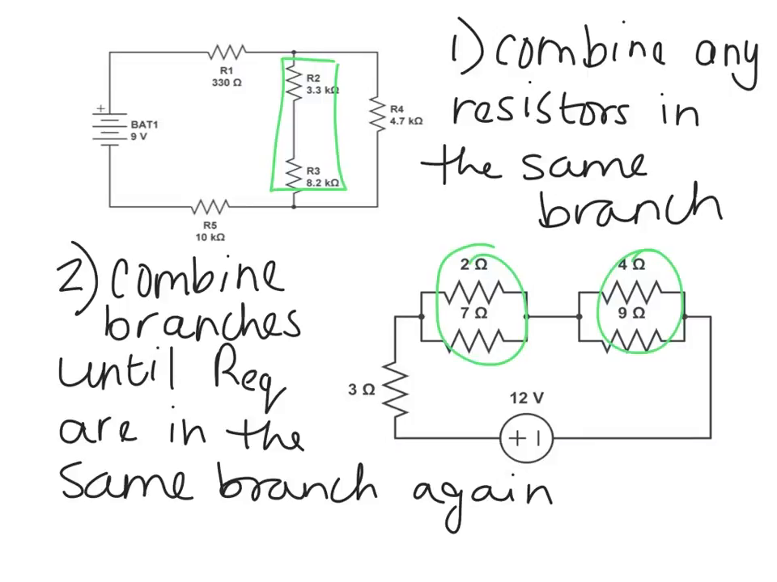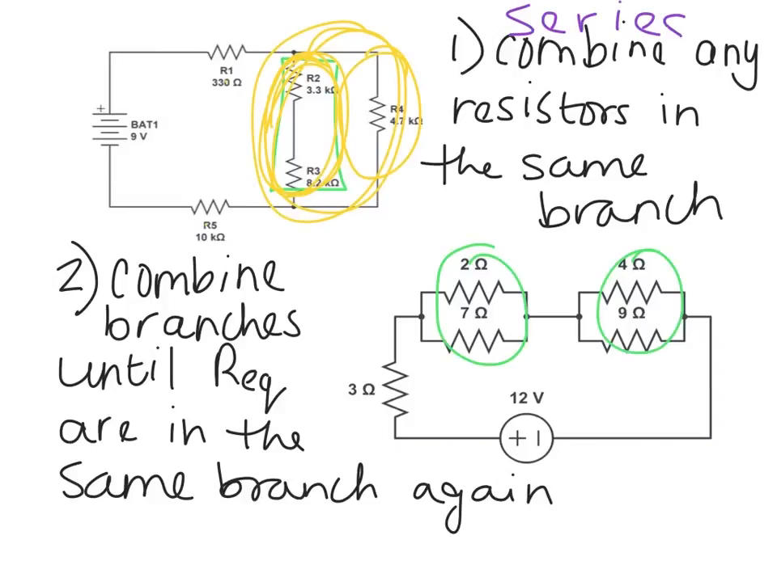So the one on the top, just to look at it in this way, I would combine the R2 and R3 according to the first rule. Then I'd combine any branches. So I'd combine the R4 and whatever this equivalent was. Now I've got R1, R5, and this new big combined piece in the same branch again, and so I combine those resistors in the same branch. If you have noticed, step 1 is adding in series, because they're in the same branch, they share the same current, and step 2 is adding in parallel, doing the 1 over thing that we derived in class.